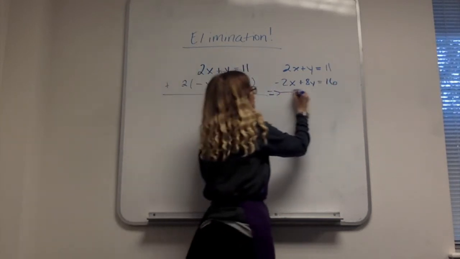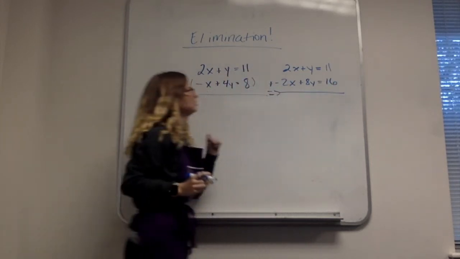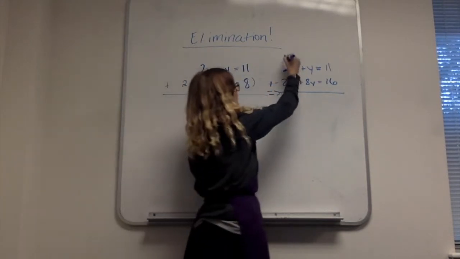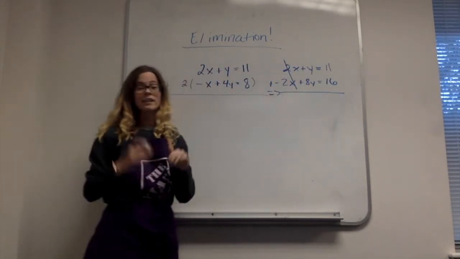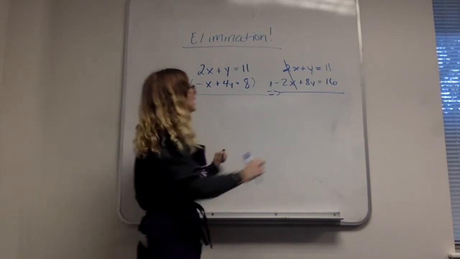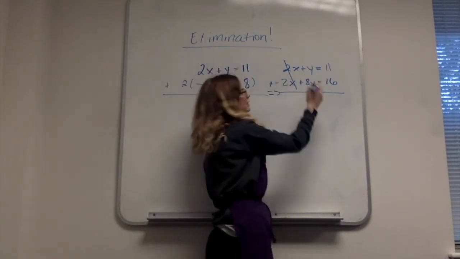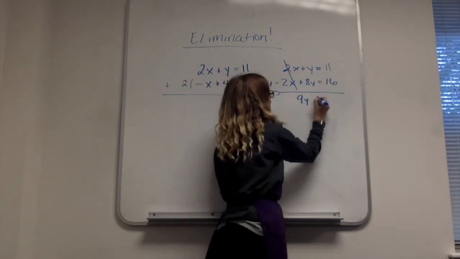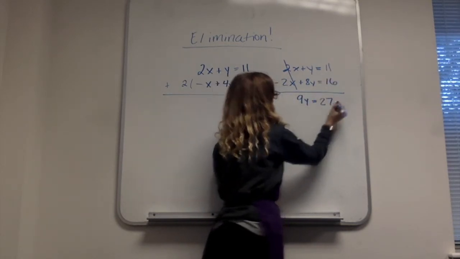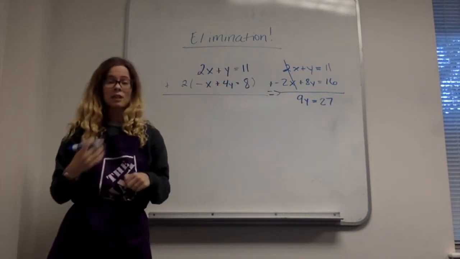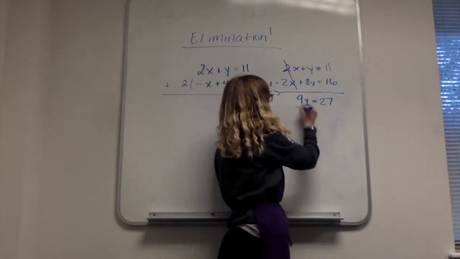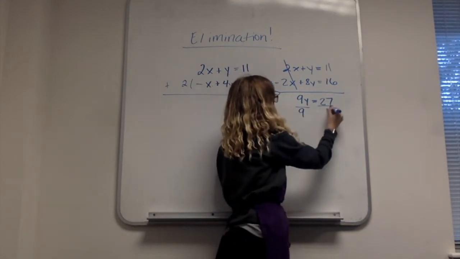And now with that, I'm going to add these straight down. So 2x plus negative 2x goes to 0. So those go away. So those are our eliminating. And then y plus 8y is 9y. And then 11 plus 16 is 27. And so now we want to solve for our y variable. So to do that, we do the inverse of multiplication, which is divide by 9, divided by 9.